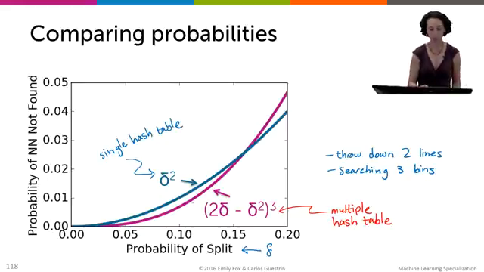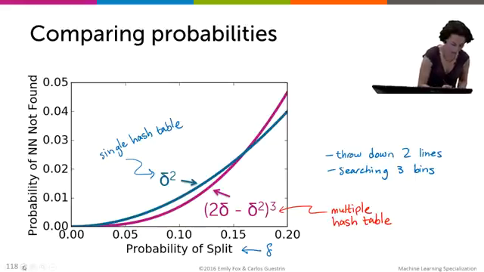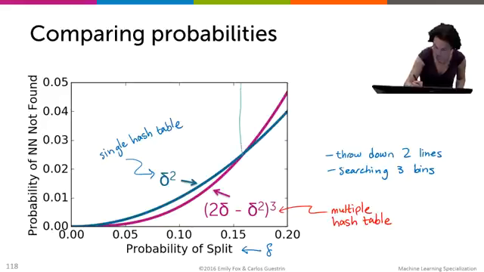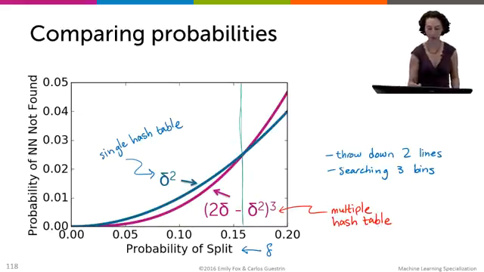And what we see is that we have a lower probability of not finding our nearest neighbor when we use multiple hash tables, still searching the same number of bins in almost all of the cases. There is this crossover point somewhere around here, where one method, the single hash table, starts outperforming the multiple hash table, but that's when the angle between the query and its nearest neighbor becomes larger.